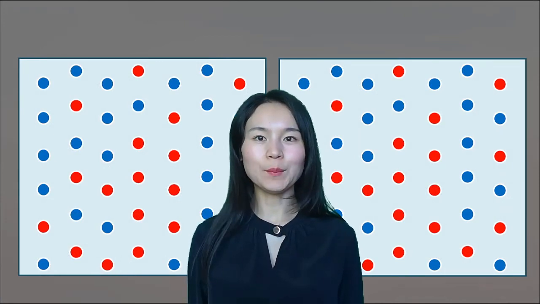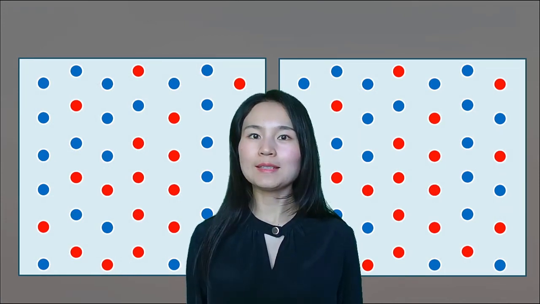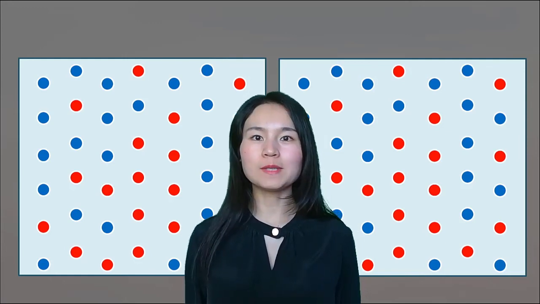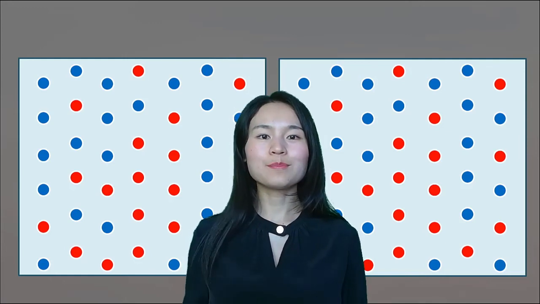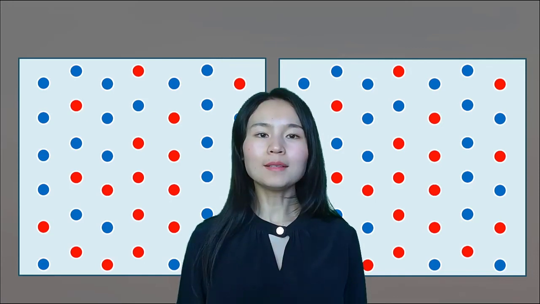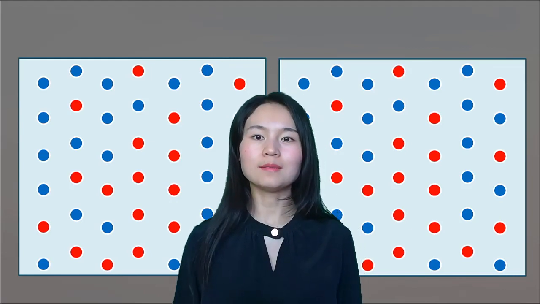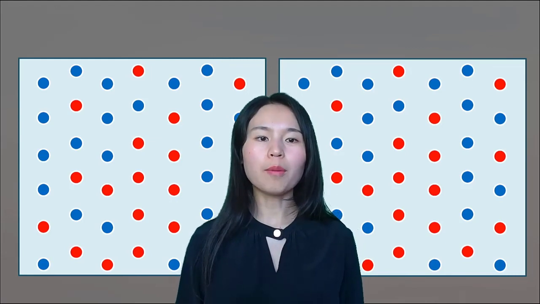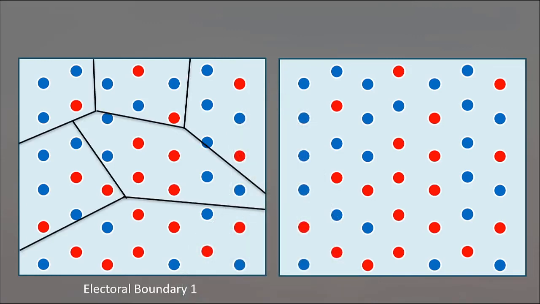Let's look at this example. Some politicians may manipulate the sampling design in order to win votes. Let's say the blue dots represent the votes for the Democratic Party, while the red dots represent the votes for the Republican Party. With electoral boundary 1, 4 voting areas voted for blue, 1 is even, and 1 voted for red. Obviously, the blue party wins the election in this case.